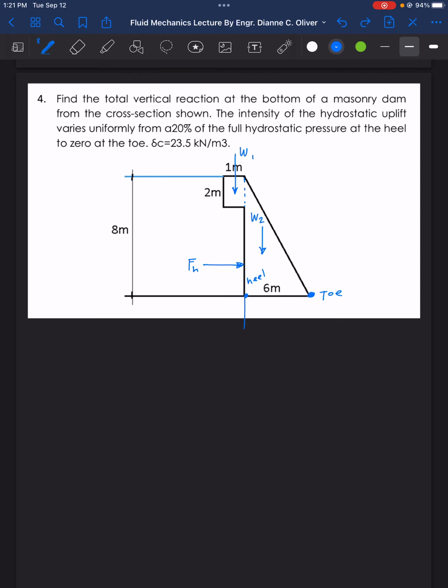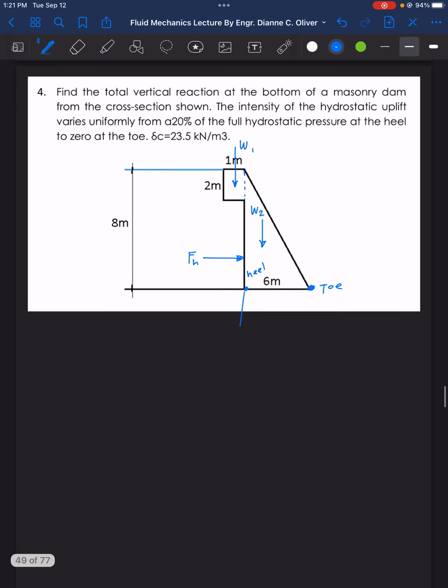Let's use blue. At the heel and then 0 at the toe. So the pressure here is equal to 0.2 or 20% of the full hydrostatic pressure, so 0.2 of gamma H. So this is our H here, 8 meters. Then gamma of water, because we have here water.